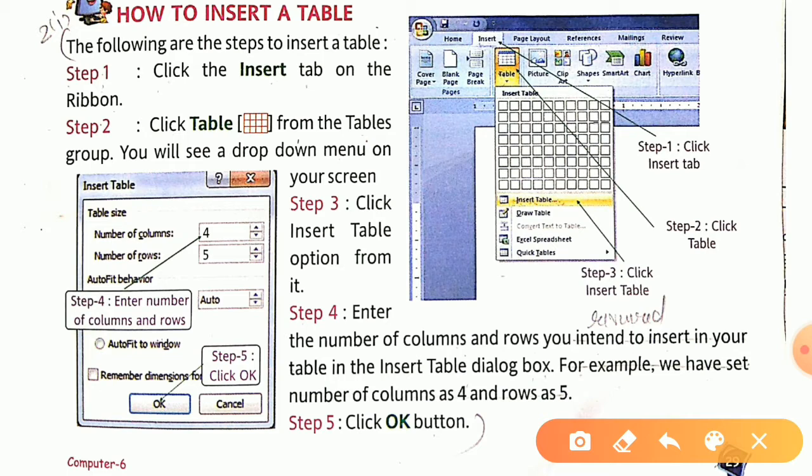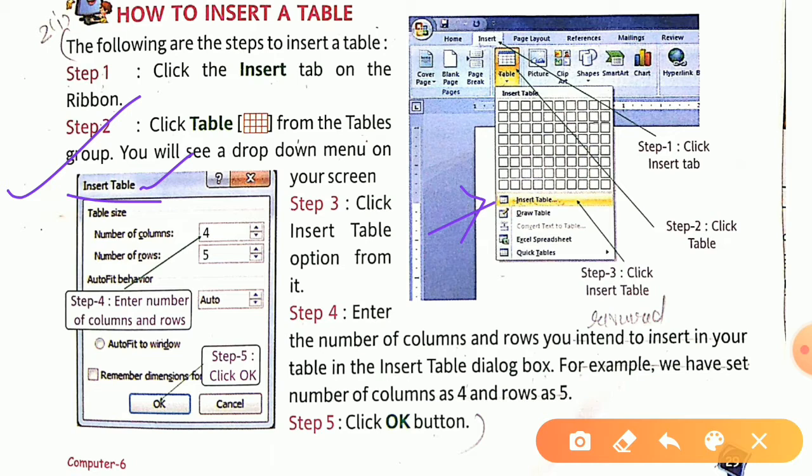Now see step number 3: click Insert Table option from it. The first option is Insert Table. You just have to click on it and then a dialog box will occur like this one. At the left hand side you can see step number 4: enter the number of columns and rows you intend to insert in your table in the Insert Table dialog box. A dialog box is something that is opened like this, and it is your Insert Table. Because we are going to insert a table, that is why its heading is Insert Table.